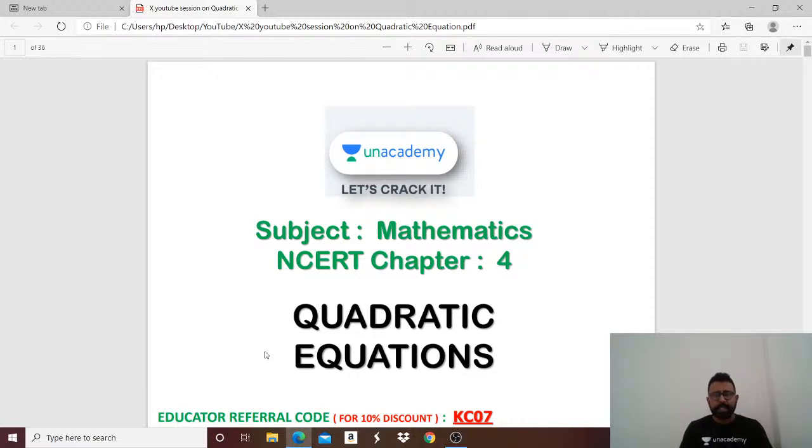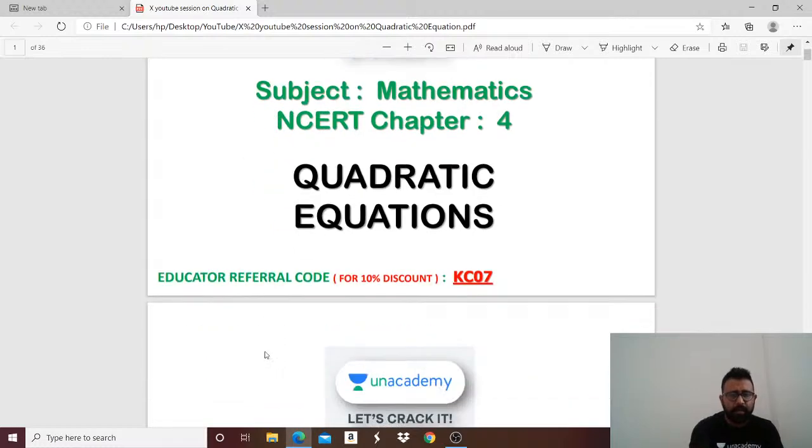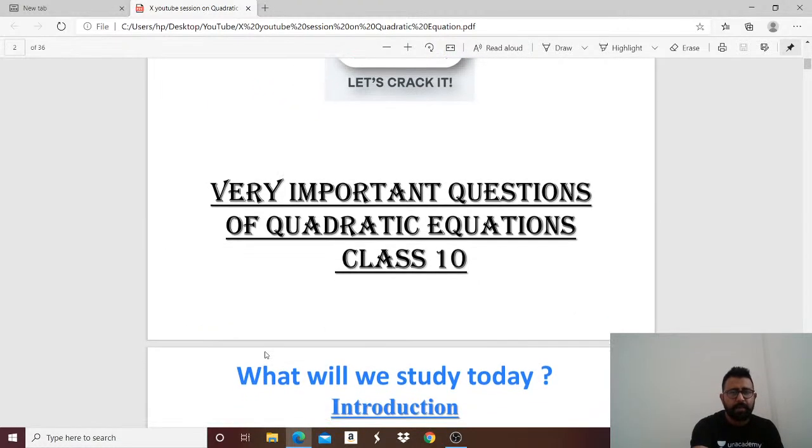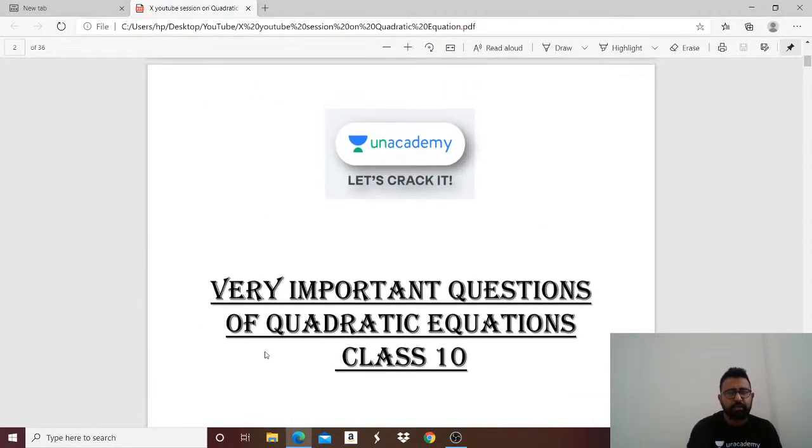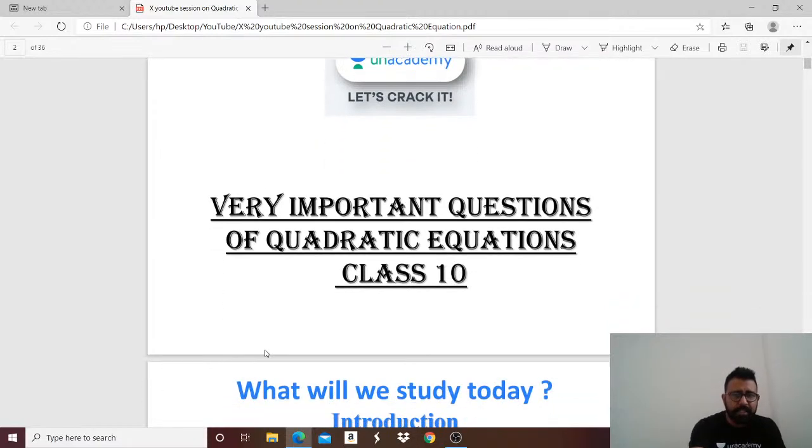And rest is basically the discriminant method. Uspe bahut sare sums aayenge. And the different type of sum jo hume karna hai, we'll see that. Okay, so we will do all the important questions of quadratic equation today. What are the questions which come of 1 mark, 2 marks, 3 marks, 4 marks? Ye hum log aaj karenge. Right. So let's start. The important questions of quadratic equation for our class 10.